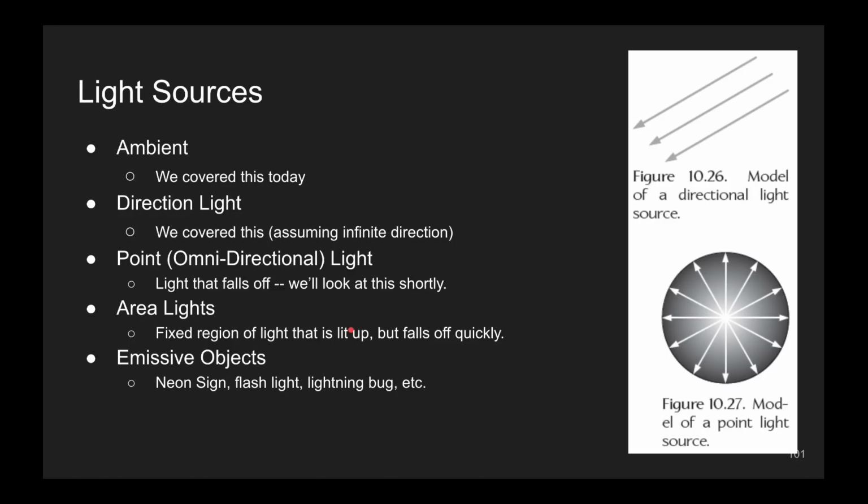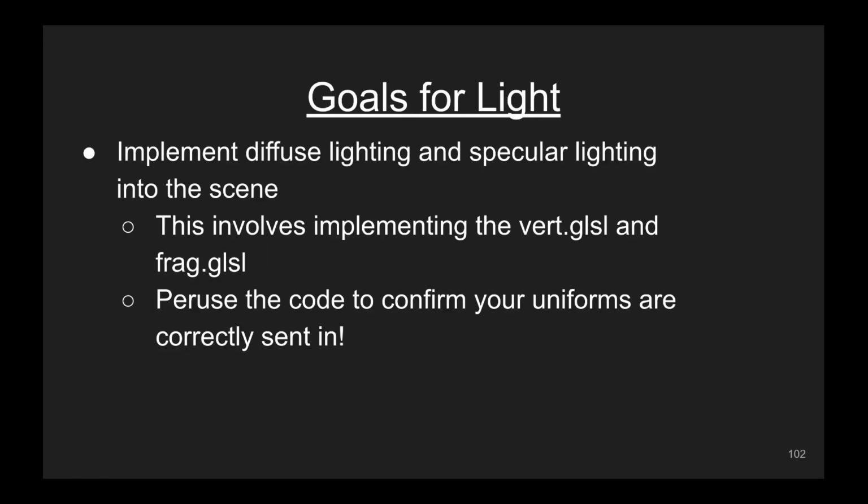Okay. So again, we covered ambient lights and what those are. There's different models for the lights themselves: directional lights, point lights, area lights, emissive lights, so things like neon signs, things that actually emit light, lightning bugs. Area lights, which just have a fixed region but fall off really quickly. We're going to implement point lights next week as we learn a little bit more about lighting. So again, the lights themselves can change. We're implementing today essentially a directional light, and then we're going to implement point lights.